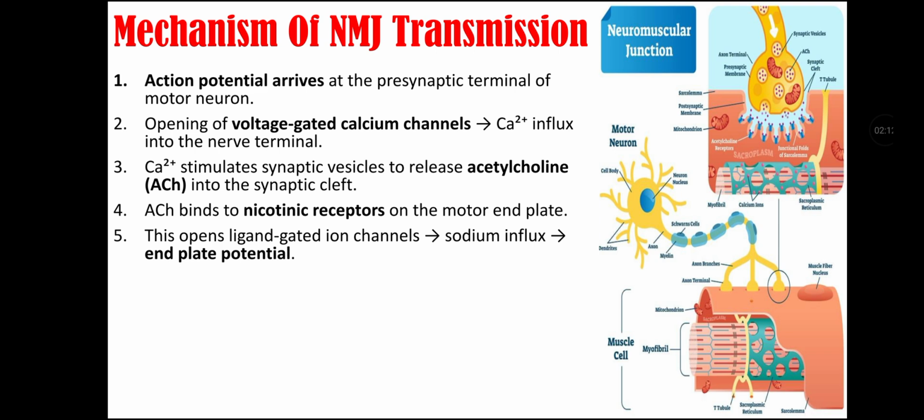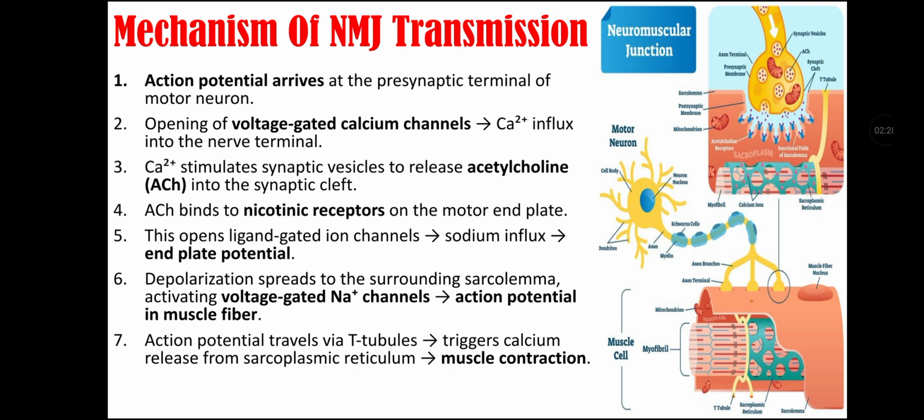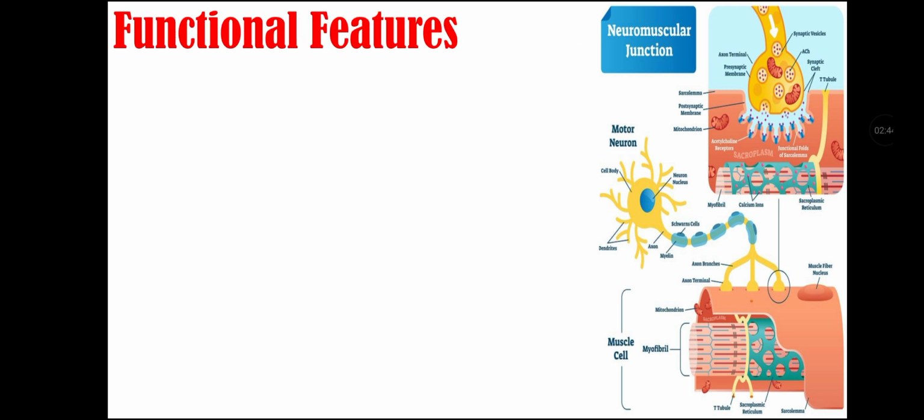Then this binding opens ligand-gated ion channels that cause sodium influx and cause an end plate potential. This depolarization spreads to the surrounding sarcolemma, which activates voltage-gated sodium channels and causes an action potential in the muscle fiber. This action potential travels through T tubules, which trigger calcium release from the sarcoplasmic reticulum and cause muscle contraction. Acetylcholine is then rapidly broken down by acetylcholinesterase into acetate and choline, thus terminating the signal.